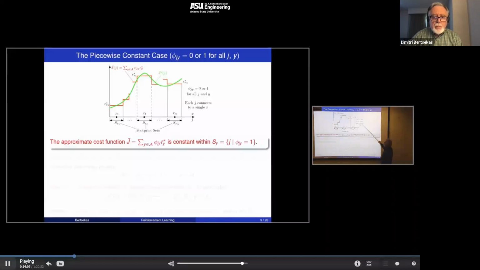Now, if we didn't have this case where j connects to a single x, if j connected to multiple x's, then this would not be piecewise constant. It would be piecewise linear. Okay, and it's sort of a similar approximation, perhaps a little bit more faithful, more ambitious to approximate, well, this green J star function.